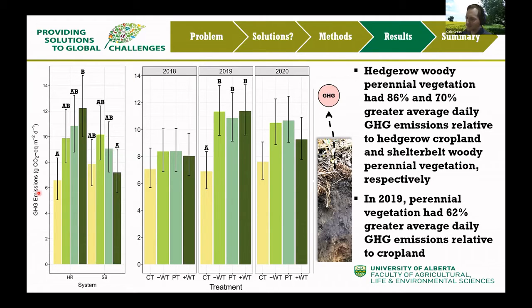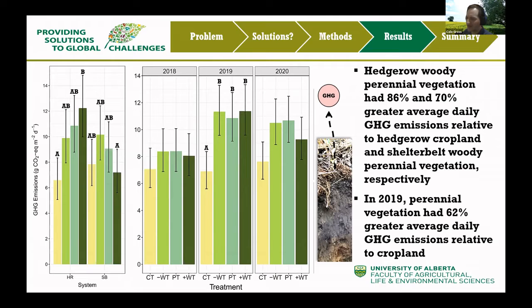So across land uses, greenhouse gas emissions were strongly correlated with increased soil organic carbon, water-soluble organic carbon, and especially microbial biomass carbon, which of course are producing the majority of the greenhouse gases that we are interested in. Greenhouse gas emissions were also strongly correlated with precipitation and soil moisture content. Although hedgerow woody perennial vegetation increased greenhouse gas emissions, this may be due to site-specific factors such as flooding.